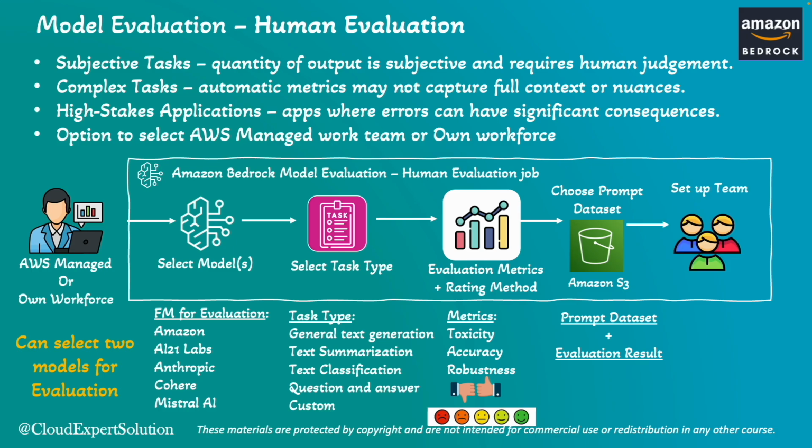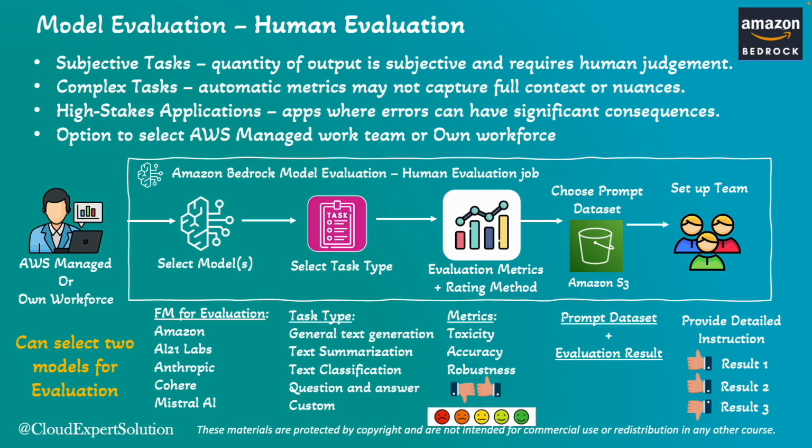Now after that, we need to set up a team. When you set up that team, you are going to provide a detailed explanation of what you want to perform. Like if you want to do general text generation, you need to provide detailed explanations of how you are going to evaluate those observations. And once the team evaluates, they can provide their evaluation either using thumbs up or thumbs down.